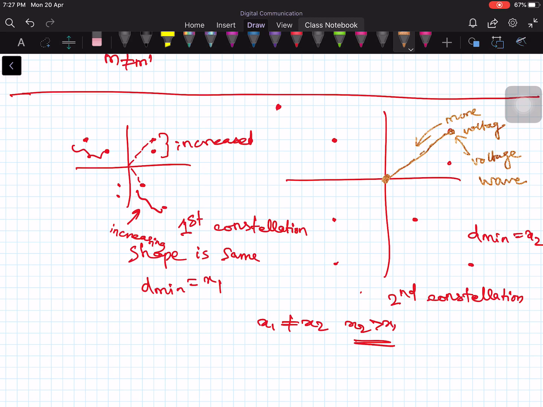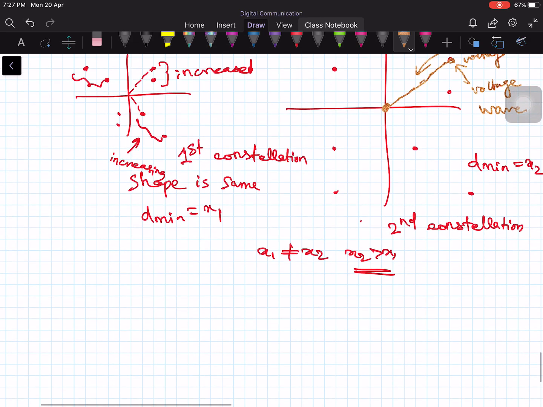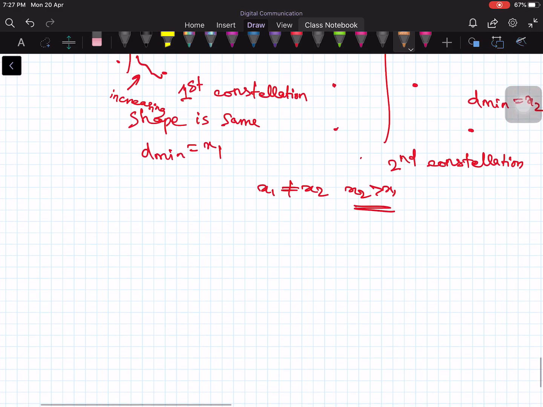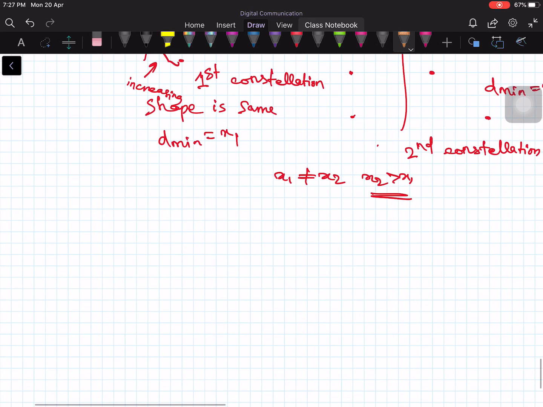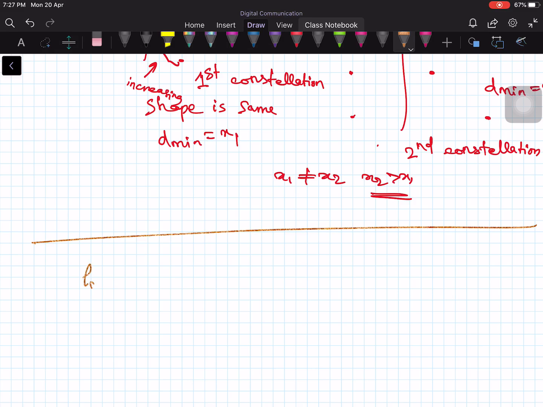Therefore, you have to normalize it with respect to something which will otherwise make them similar. See, this is also similar to this one. So the first constellation is similar to the second constellation. Therefore, to obtain a proper figure of merit, as people generally call it for a constellation, we define something called rho min, the normalized minimum distance.